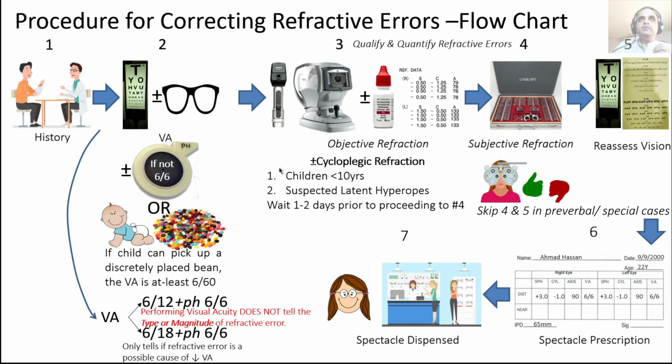In these patients, what we do is we do step 3, do our objective refraction with or without cycloplegic refraction as the case may be, then use our clinical competence, years of training, and create a prescription for the patient, which can then be used to dispense spectacles.